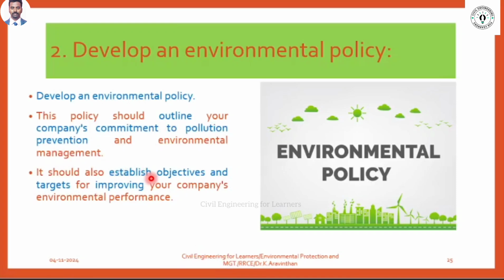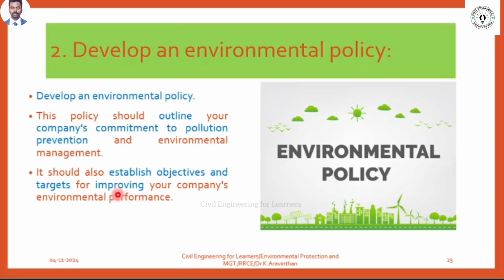Then establish objectives and targets for improving. For every year they set a target. Not only for manufacturing, for sales also they set a target. Example, 1,000 units of mobile phones they sell for a year, starting in January. And during December, they check how many products are sold. I have manufactured 1,000 products. I have sold 1,000 products. During December, they review how much product is sold or how much product is not sold.